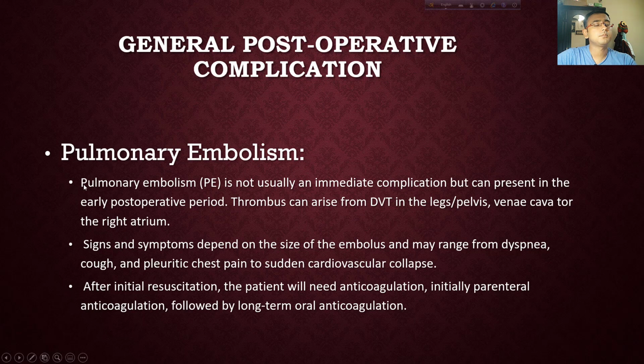Now the general postoperative complications, also pulmonary embolism. It is a life-threatening complication. Pulmonary embolism is not usually an immediate complication, but can present in the postoperative period. Thrombus can arise from DVT of the leg veins, vena cava or the right atrium. Signs and symptoms depend on the size of the embolus and may range from dyspnea, cough and periodic chest pain to sudden cardiovascular collapse. I already told you the story of pulmonary embolism. After initial resuscitation, the patient will need anticoagulation, initially parenteral followed by long-term oral anticoagulation.